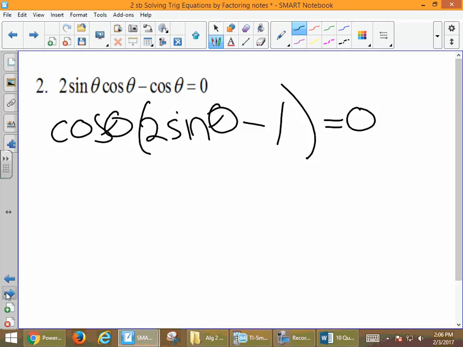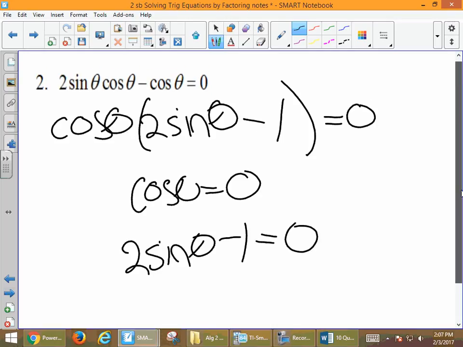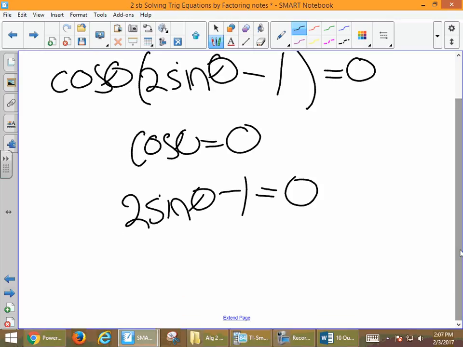And now once again, we can set both of them equal to 0. So we have cosine of theta equals 0. And we have 2 sine theta minus 1 equals 0. So how can we start to get the sine by itself, or isolate the variable? Add 1.